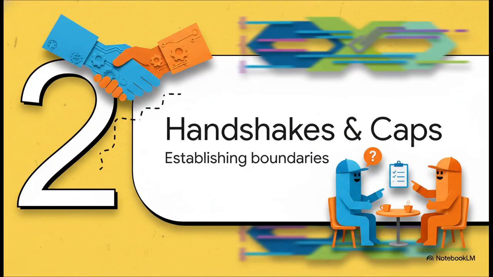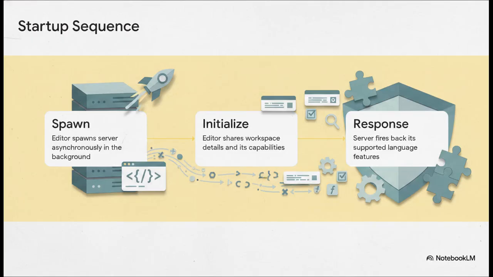Section 2. Handshakes and Capabilities. Establishing Boundaries. So how do these two completely separate entities start talking to each other? You can kind of think of it like an awkward first date, where boundaries and skills have to be clearly established before anything else happens. The very second you open a project, a 3-step initialization and capability negotiation phase kicks right off. Step 1 is process startup.